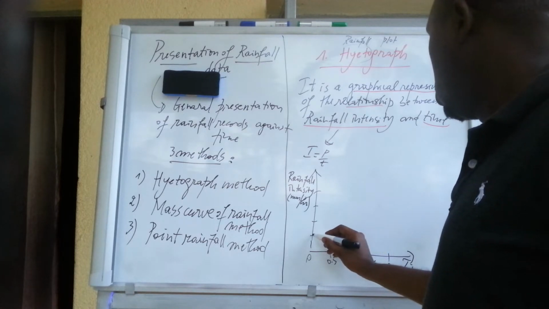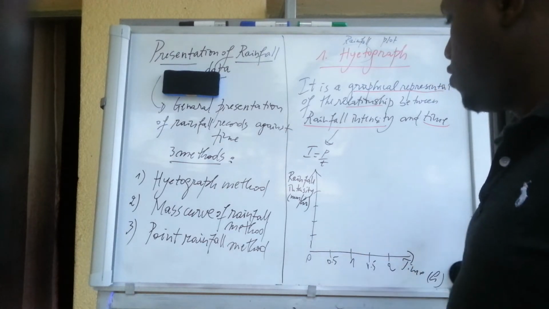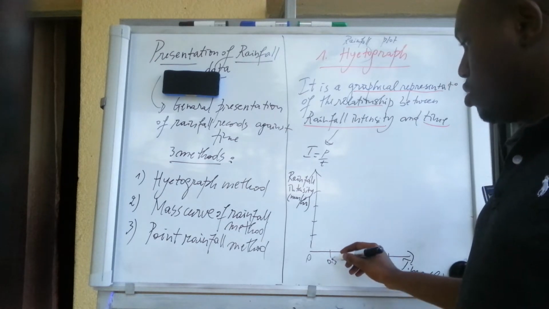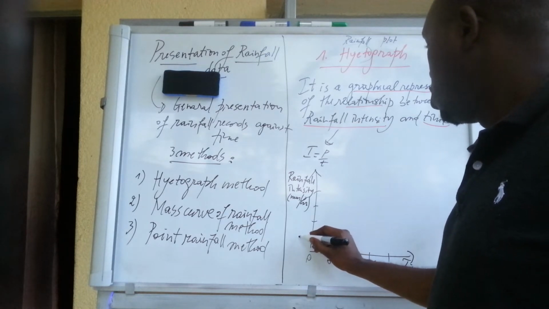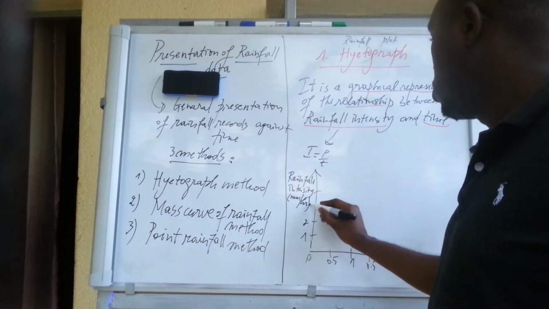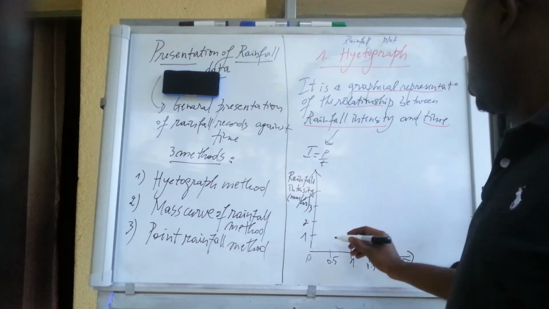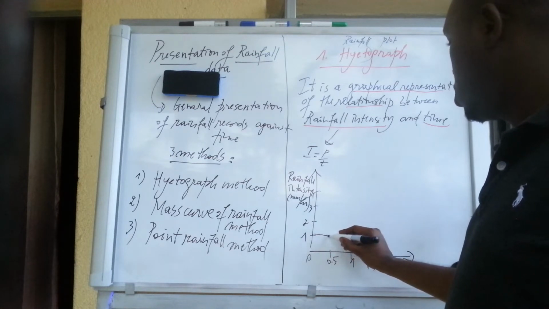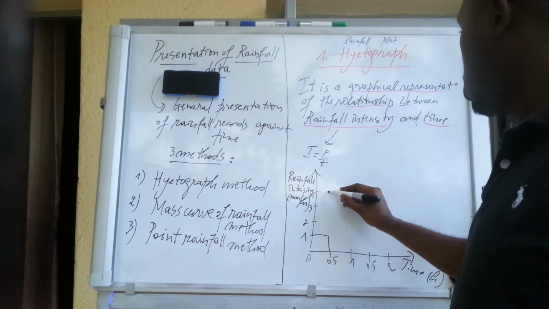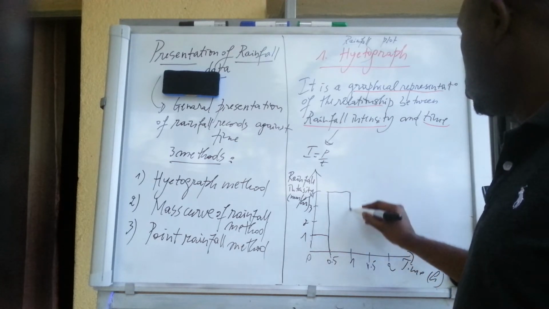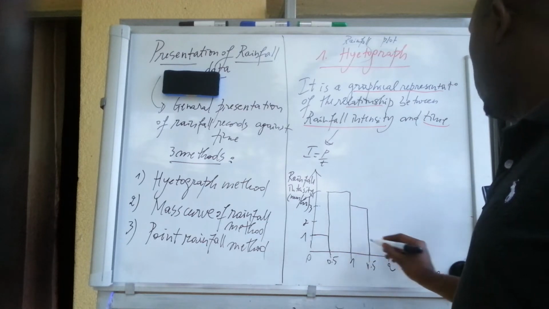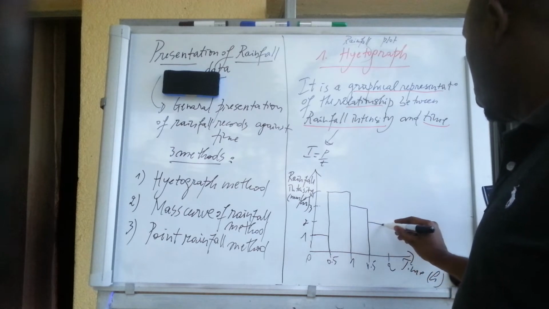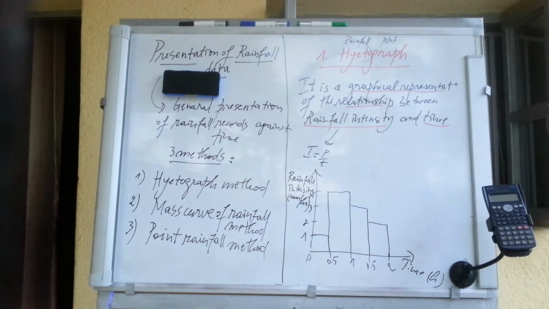Assume that in the first half hour, the first 30 minutes or 0.5 hour, the rainfall intensity was, let's say, 1, here maybe 2, 3, 4, something like that. In the first period it was like this. In the second one maybe it was like this. This is an example. In the third it was like this, and in the fourth it was like this. This is an example of a hyetograph.